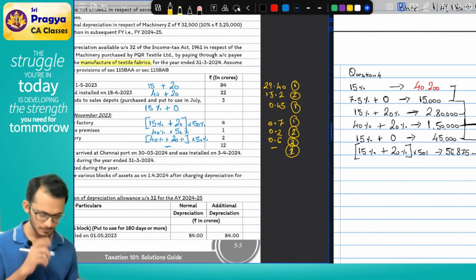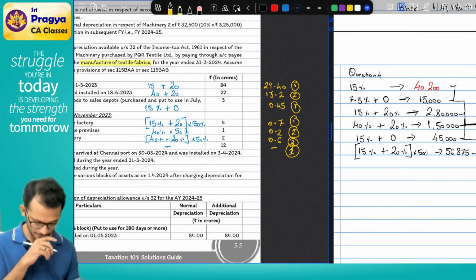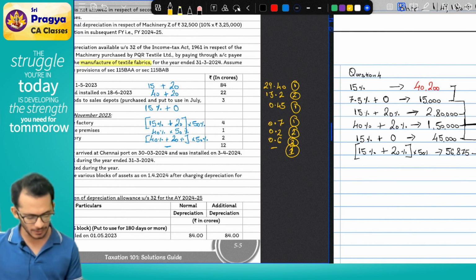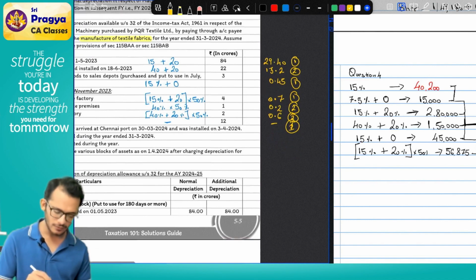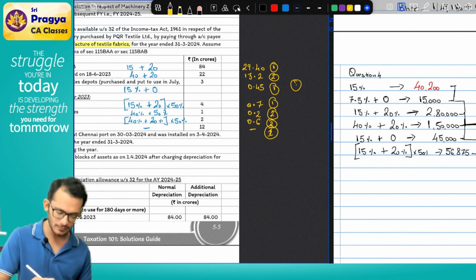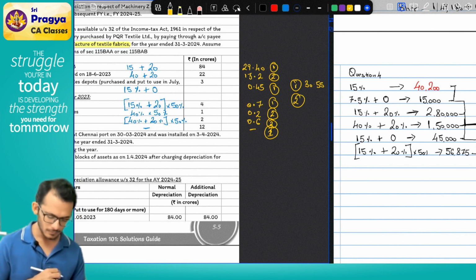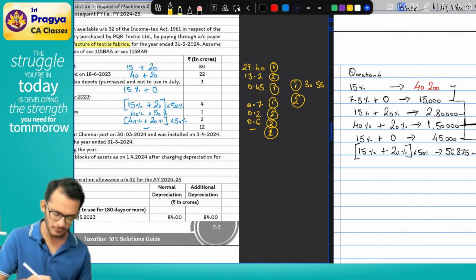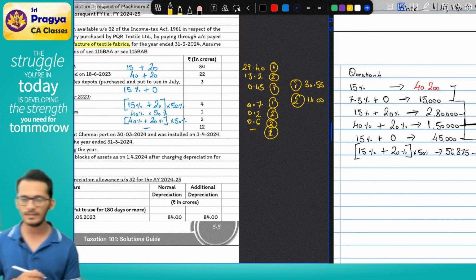29.85 plus 0.7 is 30.55. Block number 1 is giving you 30.55. Block number 2 is giving you 13.2 and 14. These are the depreciations per block.